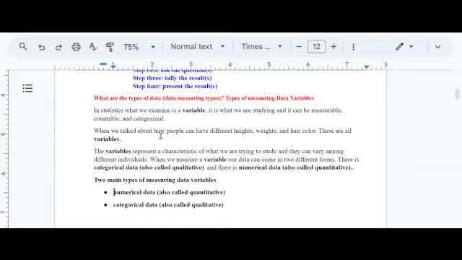For example here, when we talk about how people can have different heights, weights, hair color. The hair color, this is categorical, correct? Yeah. And weight is what? Numerical, right? And height, these are called variables. Okay, the variable represents a characteristic of what we are trying to study, and they can vary among different individuals. When we measure a variable, our data can come in two different forms. There is categorical, called qualitative, and there is numerical data that's called quantitative. Okay, is this clear?